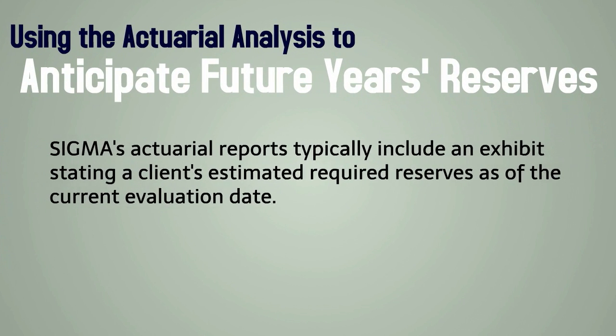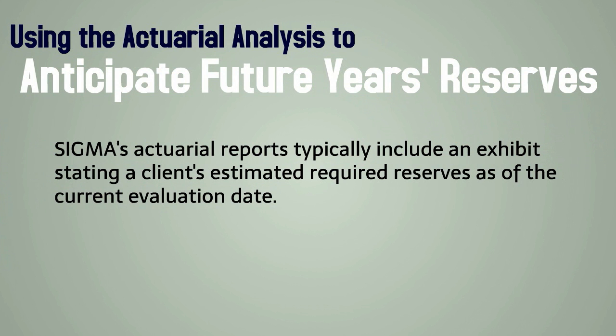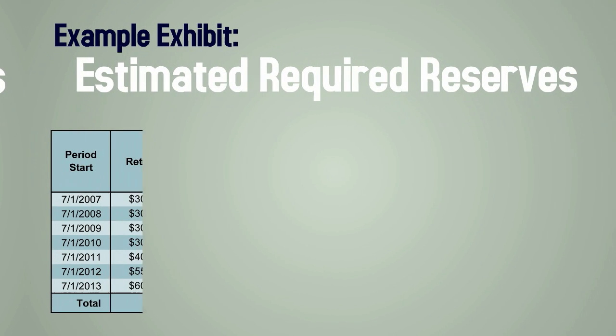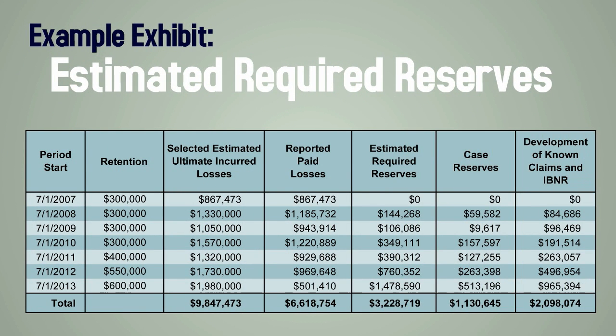Sigma's actuarial reports typically include an exhibit stating a client's estimated required reserves as of the current evaluation date. Estimated required reserves are explored in another RISK66 training video. Let's start by looking at a typical exhibit that you would see in a Sigma actuarial analysis report. This is for workers' compensation, and it shows the estimated required reserves as of June 30th, 2014.